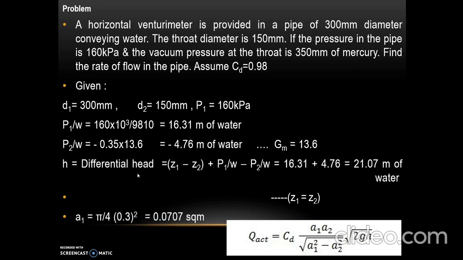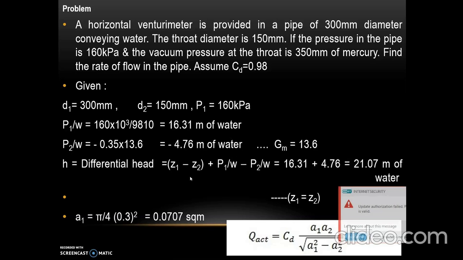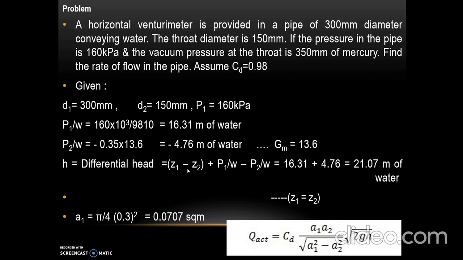And H is equal to differential head, which will be equal to Z1 minus Z2 plus P1 by W minus P2 by W, which will be equal to 16.31, that is P1 by W, and P2 by W is 4.76. So we get H as equal to 21.07 meter of water. Here, since Z1 is equal to Z2, we have neglected the term Z1 minus Z2.